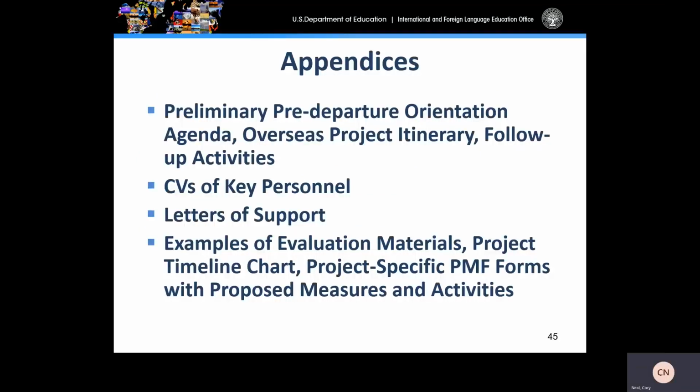The grants.gov appendices will provide applicants with an other attachments section. And this is where you can include your pre-departure orientation agenda, your overseas project itinerary, follow-up activities, CVs of key personnel, and remember, each CV should be a maximum of 3 pages. Any letters of support can be attached here. Examples of evaluation materials, project timeline charts, project-specific PMF forms. And again, I highly recommend including all of these, quote, optional, and they are optional items, but the more you have here, the more it contributes to the strength of your application.